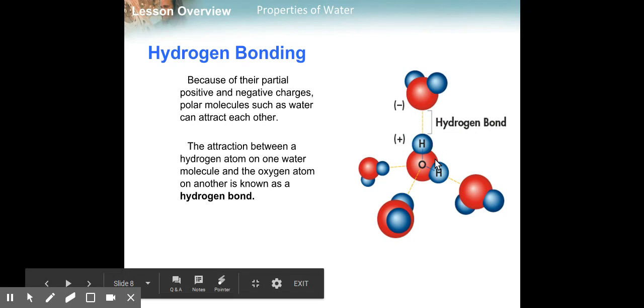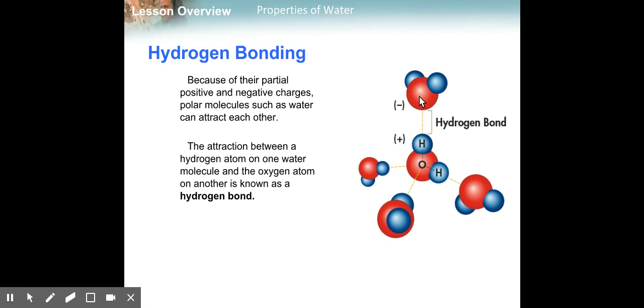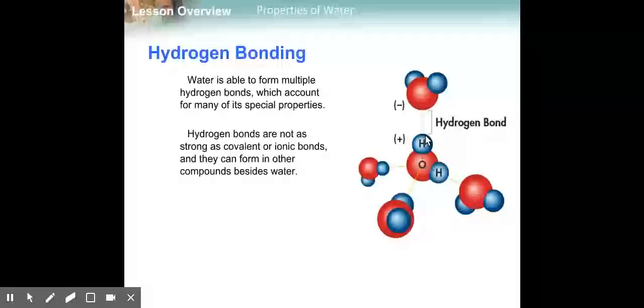Okay, so a hydrogen bond. Because these hydrogens have a positive charge and the oxygens have a negative charge, that can cause them to be attracted to each other. So just a hydrogen bonding to another atom is called a hydrogen bond. A water molecule can form lots of different hydrogen bonds because of these two hydrogens, and then other hydrogens can stick to the oxygen, so it can be like a big clump of water molecules.